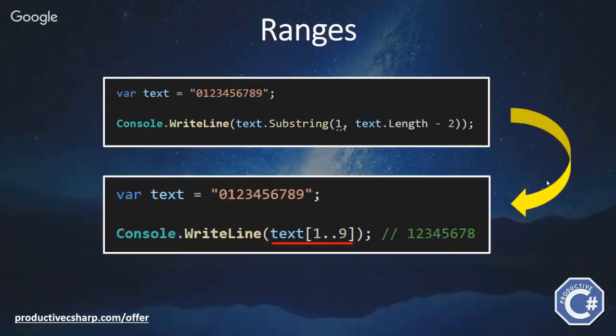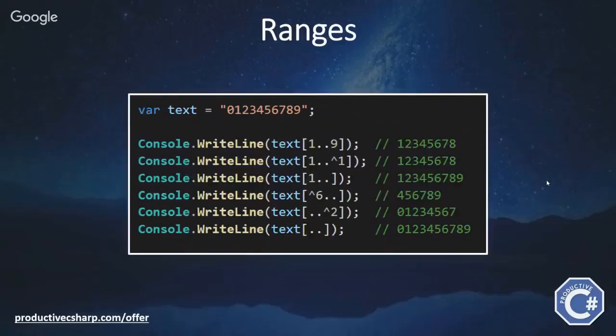Ranges, instead, are a way to extract a subset of a collection. For example, if you want to extract all the elements from a string except the first one and the last one, you can use Substring 1 and then calculate the length you want to extract, or you can use a range and do text[1..^1]. So 1..9 is a range expression that means effectively starting from index 1 till index 9 excluded, and return the elements. It's a very compact way of extracting a substring from a string or a subarray from an array. And here there are some examples of usages.